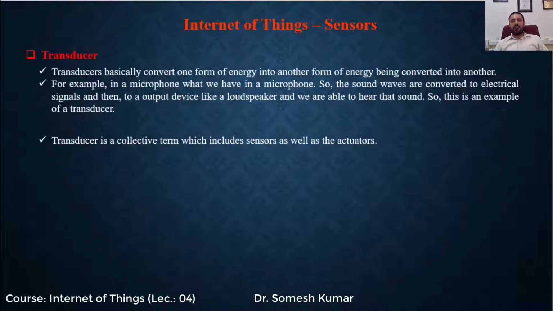For example, in a microphone, if someone is speaking into the microphone, then this voice is not an electrical signal. This voice signal is converted to an electrical signal, and these electrical signals are fed to the input of the loudspeaker, and your loudspeaker modulates the sound and gives the output again in the form of physical signals, not electrical signals. So here the physical signal is converted to an electrical signal, and again that electrical signal is converted to a physical signal. So this is an example of a transducer.